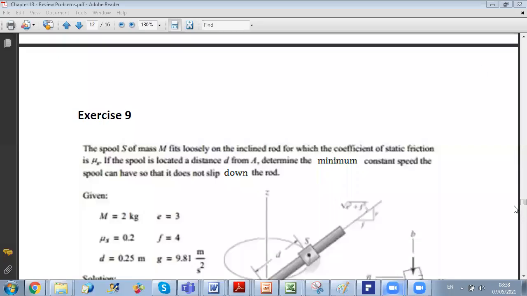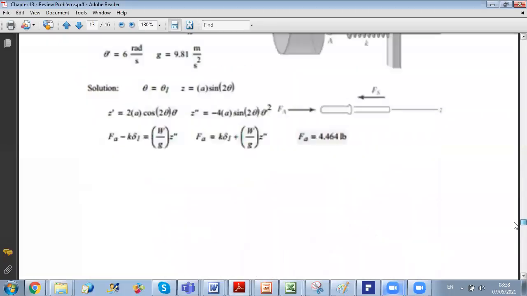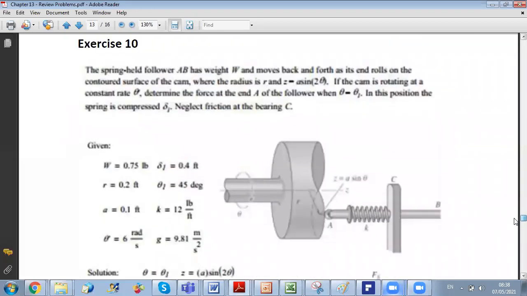Okay, so we will continue with the problems. Let us consider the following problem. The spring held follower AB has a weight W and moves back and forth as its end rolls on the contoured surface of the cam, where the radius is R and Z is equal to A sine 2 theta.